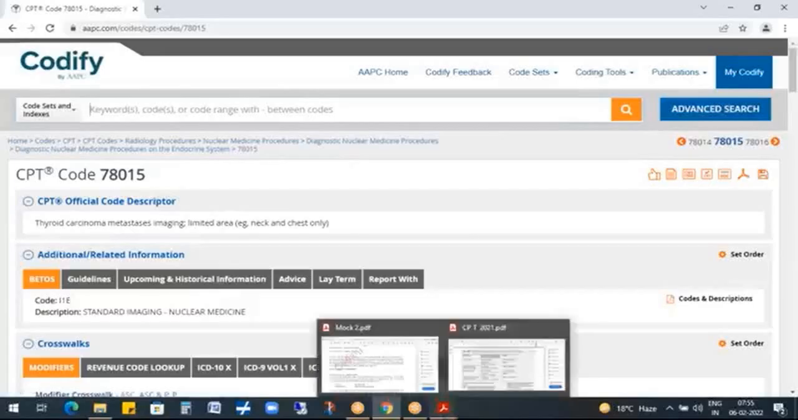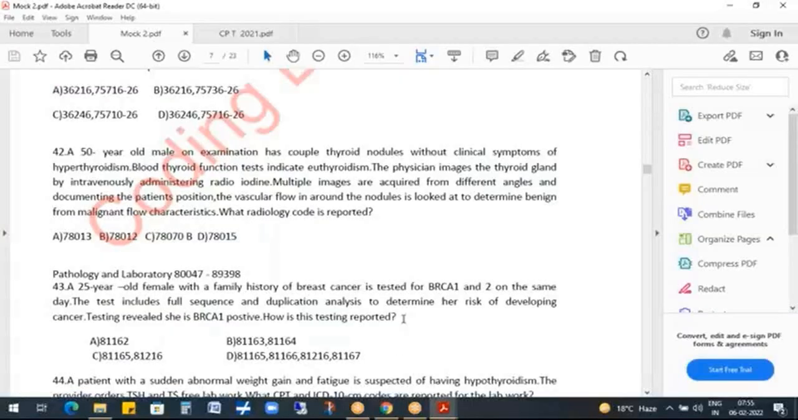Neck and thyroid, chest, cancer, hormones. D is the correct answer. What is your doubt? I'm not getting.